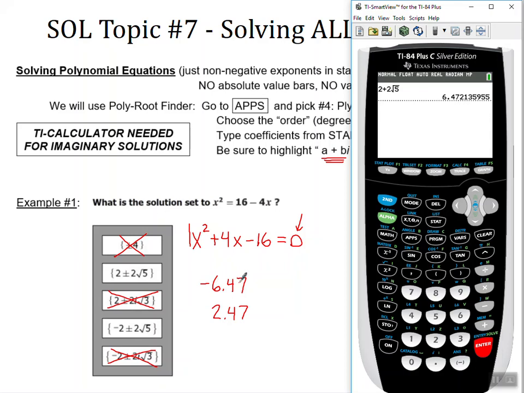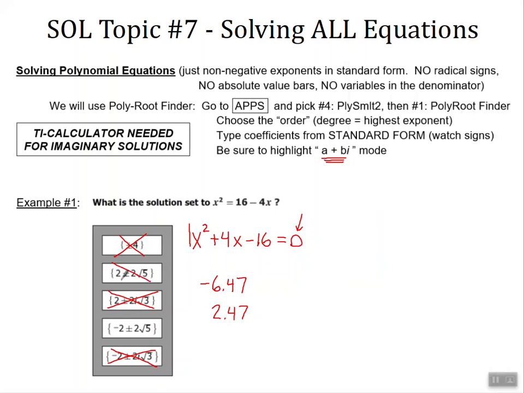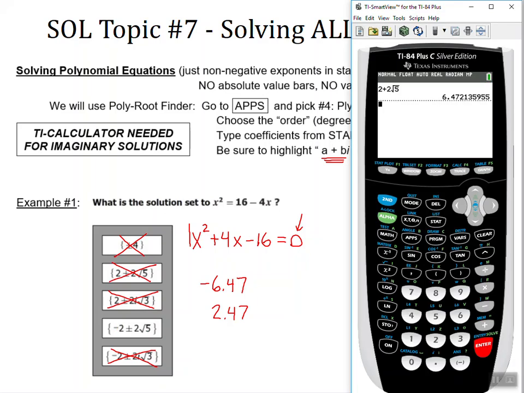Well, it's supposed to be negative 6.47 or positive 2.47, so this is not one of our answer choices, so that means that this is not going to work. I still want to confirm that this is the answer, so I'm going to type this in and just make sure. So I've got negative 2 plus 2 square root of 5.